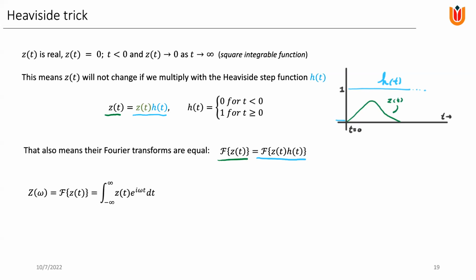The Fourier transform of Z of t is written here by the definition: Z of t multiplied with the complex exponential and then integrated. Now we use the same trick, the convolution trick, again. The product in the time domain corresponds to convolution in the frequency domain. It's the same rule, but the other way around. So that means that the Fourier transform of this product can be expressed as the convolution of the two Fourier transforms.